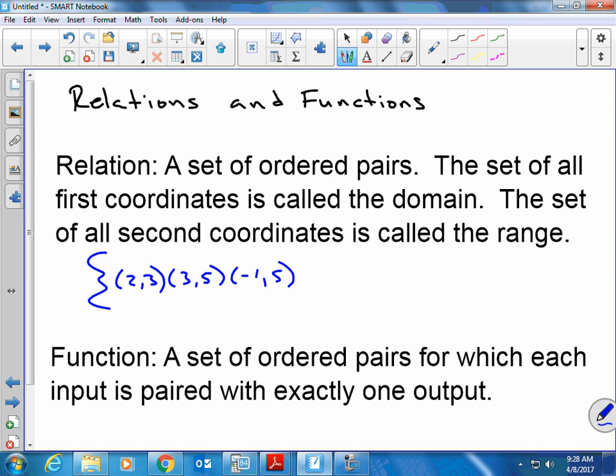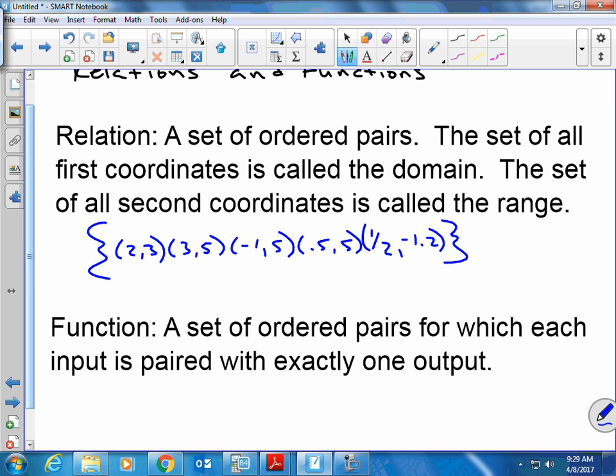Can I have a decimal? Sure. Can I have a fraction? Sure. Any set of ordered pairs. No criteria on what those ordered pairs need to look like. The domain is the set of all first coordinates. So my domain for this set I just wrote, change colors, my domain is the set of all first coordinates.